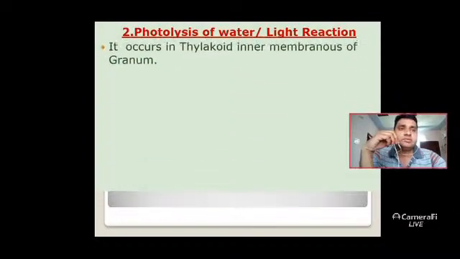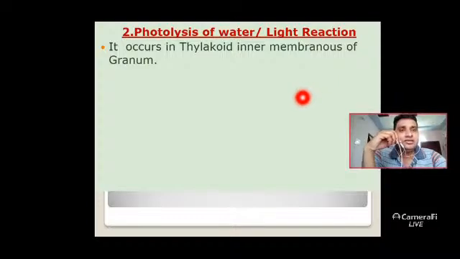So photolysis of water means, I already told you. Where does it take place? My question is, photolysis of water means water breaks down into protons and oxygen, that's okay, but what is the place of photolysis of water? I already told you that photo means light absorbed by the chlorophyll pigments. Chlorophyll pigments are located in the thylakoid membranes of the grana. So the photolysis of water can occur in the thylakoid inner membranes of grana.